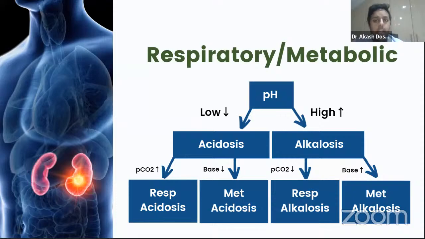In contrast, if the pH is high, well, we then know that the patient is alkalotic. What we'd expect if it was a respiratory alkalosis is that the carbon dioxide would be low. Therefore, if we see that, we know it's a respiratory alkalosis. Alternatively, it would be a metabolic alkalosis if the bicarb or base was very high. So this is another way of looking at it.